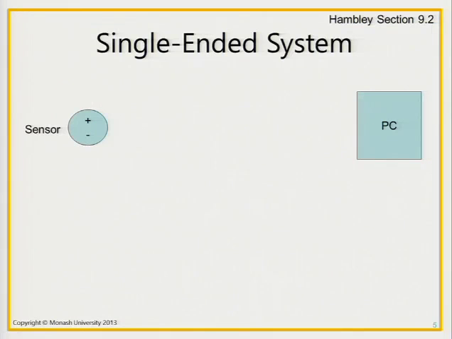Now, when we're talking about getting signals from one end to another, let's say from our sensor all the way to our PC, our personal computer or controller, how does it get there using a single-ended system?